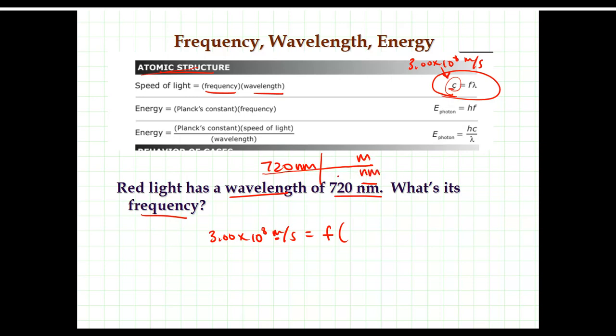There are 1,000,000,000, 10 to the 9th nanometers in 1 meter. And so I'm going to put nanometers on the bottom, nanometers on top, and they cancel out. 720 divided by 10 to the 9th power is going to give me 7.2 times 10 to the minus 7 meters. Now that I have meters, I can plug that in: 7.2 times 10 to the minus 7 meters.